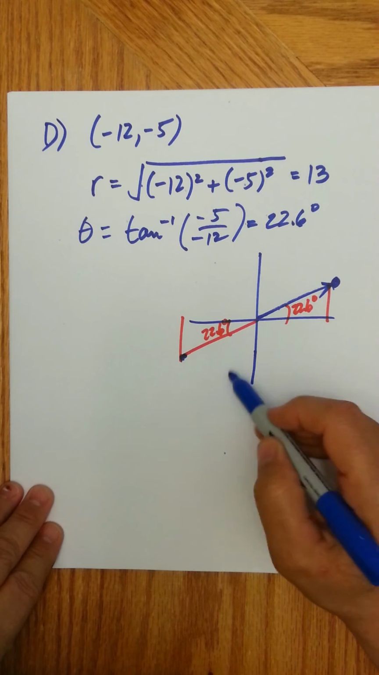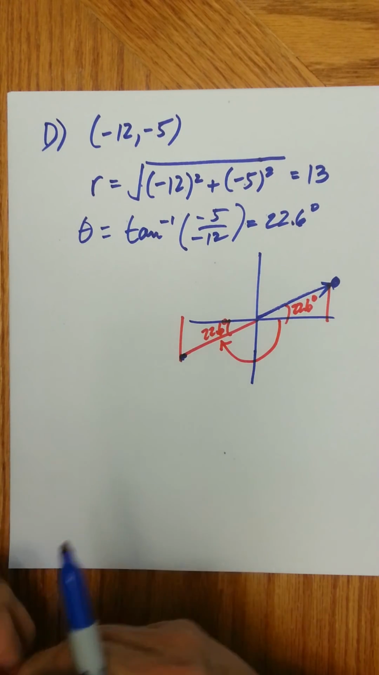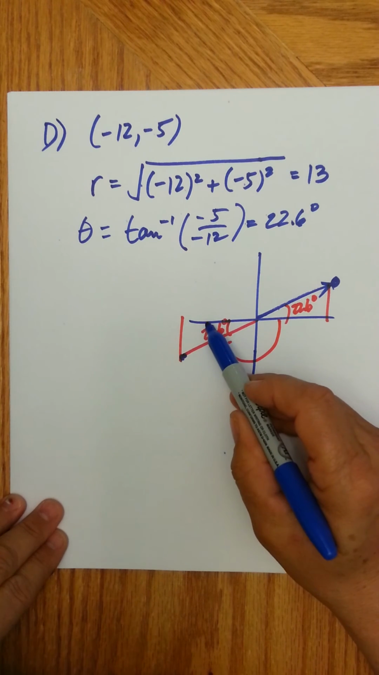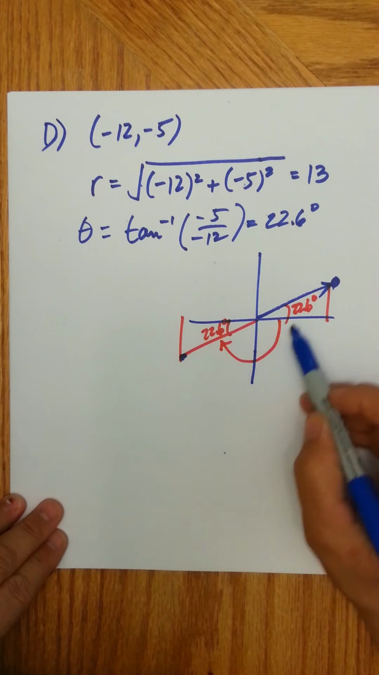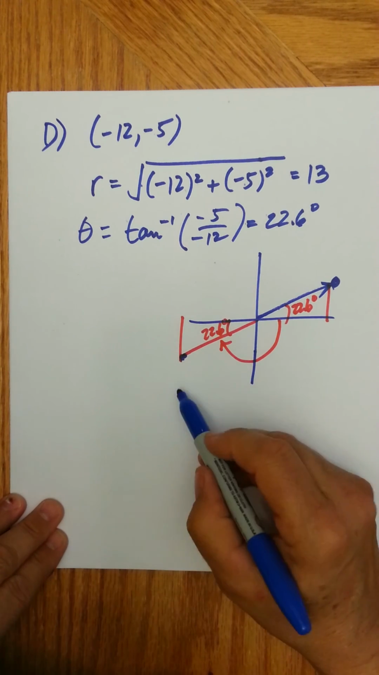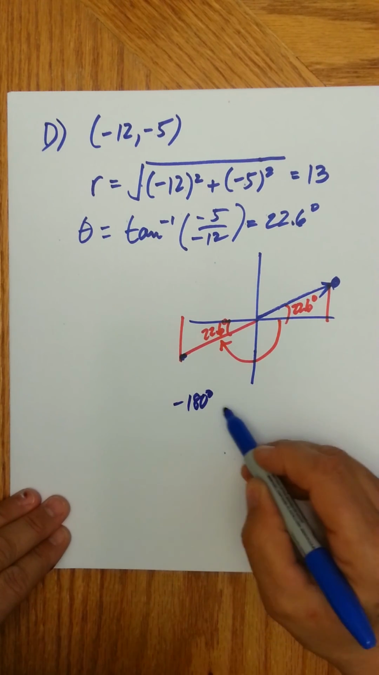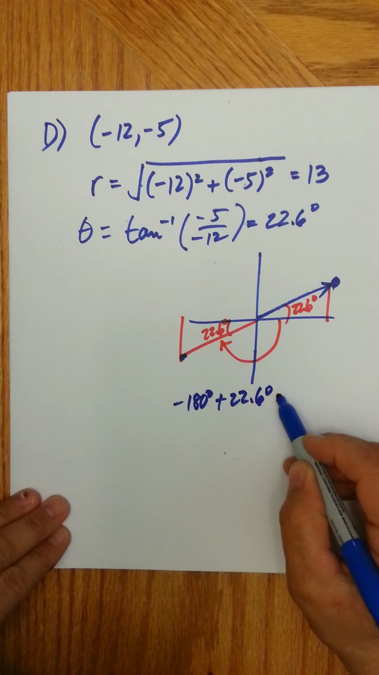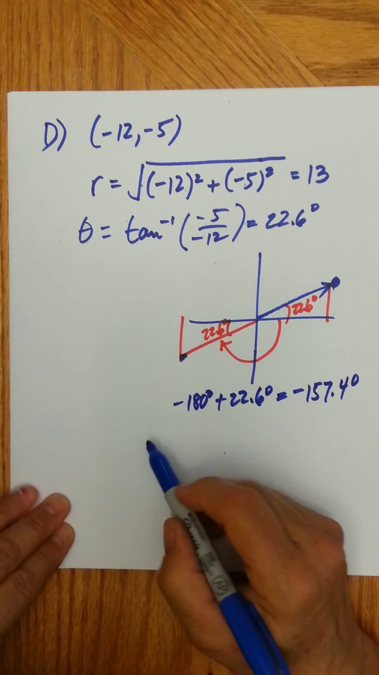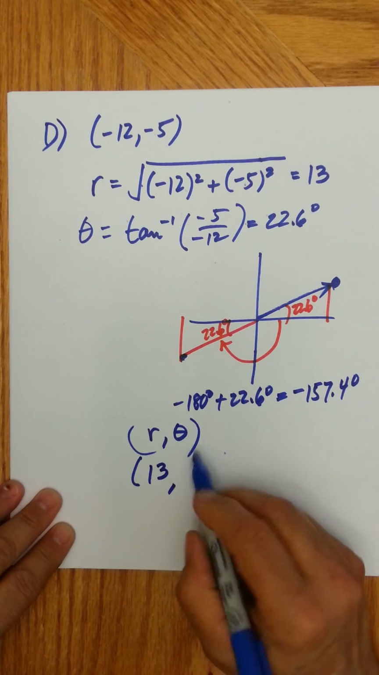Starting at 0, we're going to go out this way. So the way we're going to reference this angle is to go that way. So how do I say this? Well, if I went all the way here, I'd be at negative 180. So I want to go negative 180 and then plus 22.6. So we could say negative 180 plus 22.6, right? And that's going to give us negative 157.4 degrees. Right? So when you write r theta, you're going to write 13 and then negative 157.4 degrees.